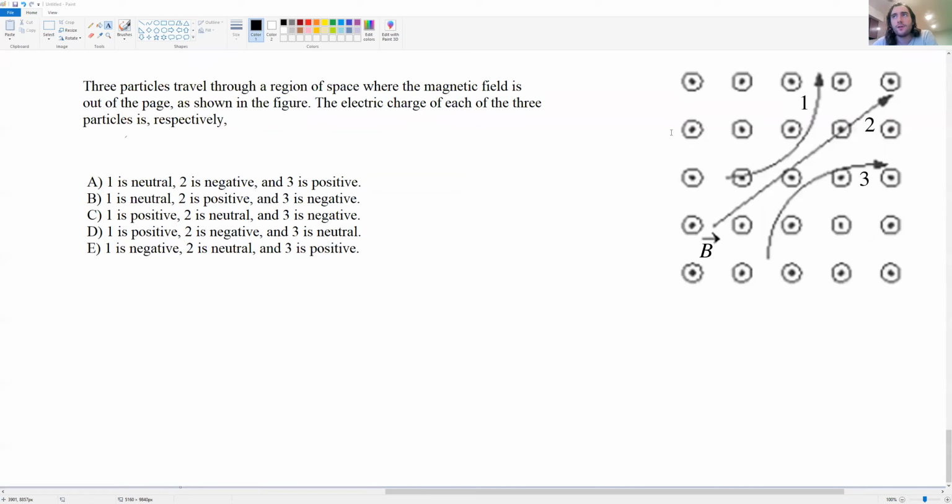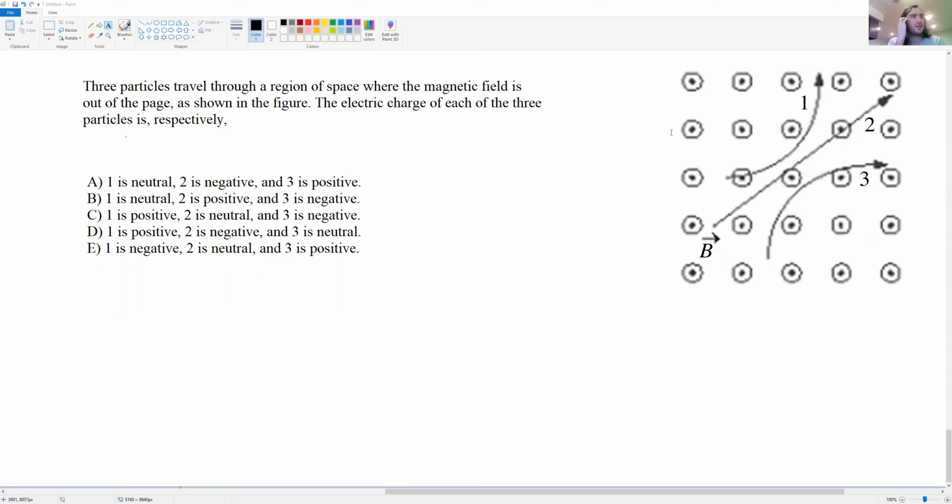3 particles travel through a region of space where the magnetic field is out of the page, as shown in the figure. The electric charge of each of the 3 particles is respectively A, 1 is neutral, 2 is negative, and 3 is positive. B, 1 is neutral, 2 is positive, 3 is negative. C, 1 is positive, 2 is neutral, and 3 is negative. D, 1 is positive, 2 is negative, and 3 is neutral. And then finally E, 1 is negative, 2 is neutral, and 3 is positive.